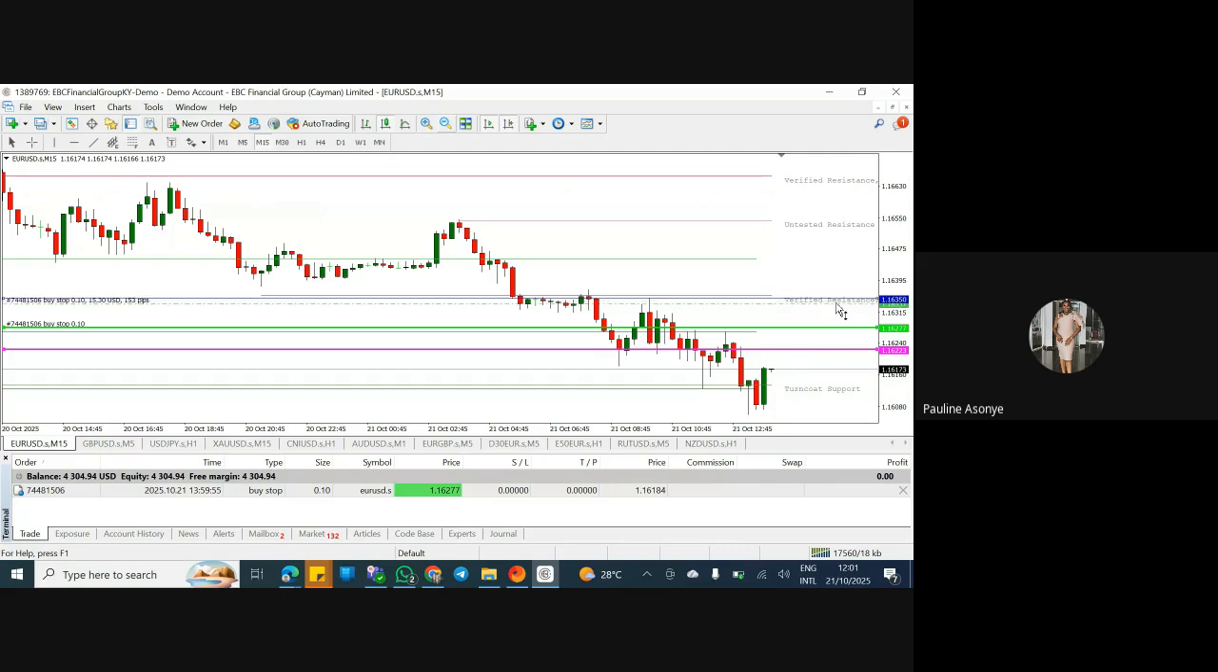Okay. No. Let's leave it where it is. You can only move it because it is not an active trade. See, if I move, it's just the price I'm moving. Are you seeing? But let's take it back to where we were.